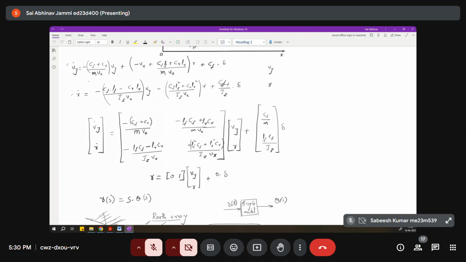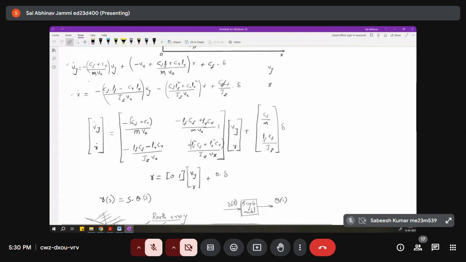You see, the first equation that you have written, Vy dot is equal to minus (Cf plus Cr) divided by mVx into Vy, in bracket minus Vx plus (CfLf minus CrLr) divided by mVx, plus Cf into delta. Here a minus Vx will come. Sorry, I think it was missed. Yes, here there is a minus Vx term. Thank you for pointing out. Thank you so much.